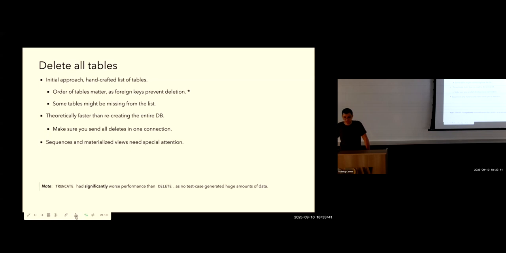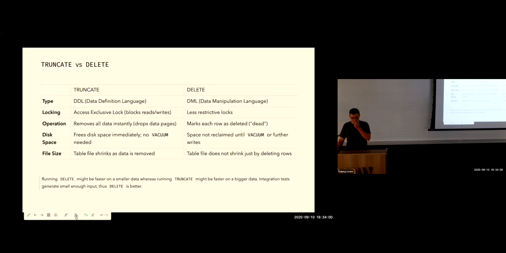Also, we tried truncate. If you know what truncate is, it just deletes the entire table. It's an efficient way of doing it if your data is big. But in our integration tests, we only had a few data points, because the whole point is being able to isolate and run the tests and make sure everything's fine. So let's compare those two. Truncate is a DDL operation, delete is a DML operation, and truncate takes an access exclusive lock, so it locks the entire table from being accessed, read, or written.